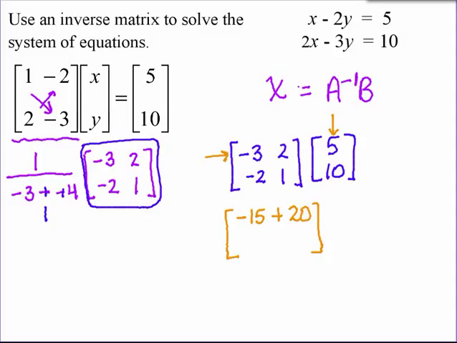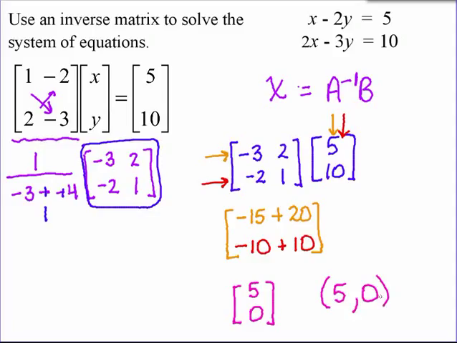For the next one, I'm going to take -2, 1 times 5, 10. So -2 times 5, which is -10, plus 1 times 10, which is +10. So in looking at that, you can see that the solution is going to be 5, 0. So my answer will be the ordered pair 5, 0.